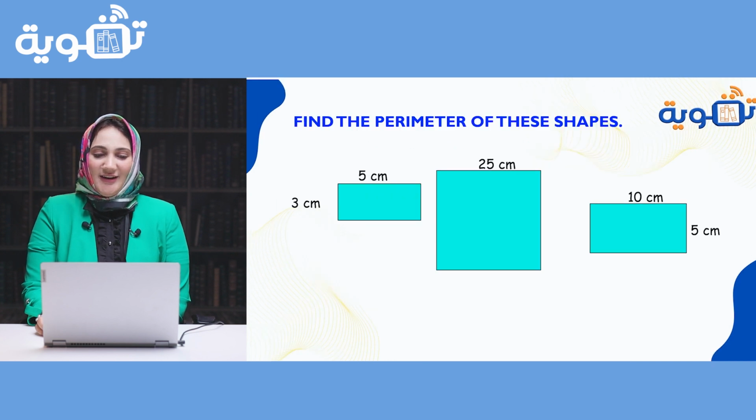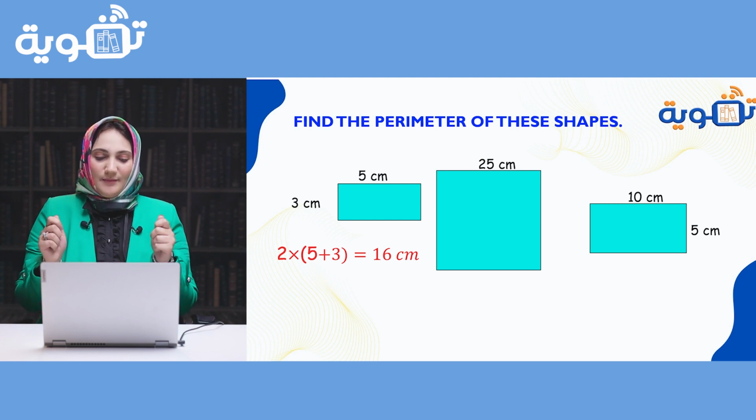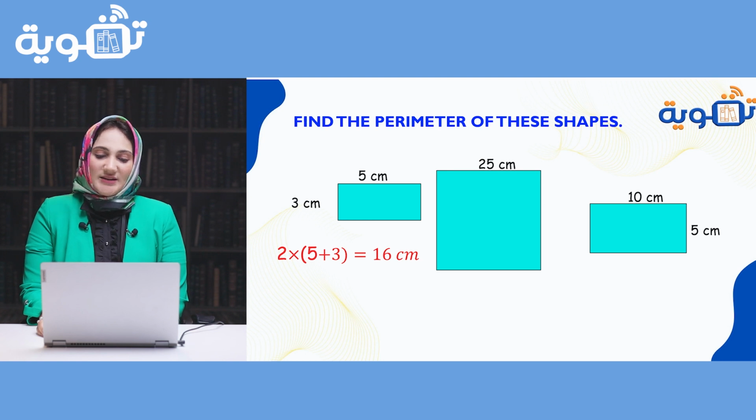Now let's apply. Find the perimeter of these shapes. First we have a rectangle, 3 and 5. You have many ways to solve. We have many formulas here. First of all, we can find the sum: 3 plus 3 plus 5 plus 5. And now I want you to use the formula. So 2 times the sum of 5 plus 3. So 2 times 8 equals 16.